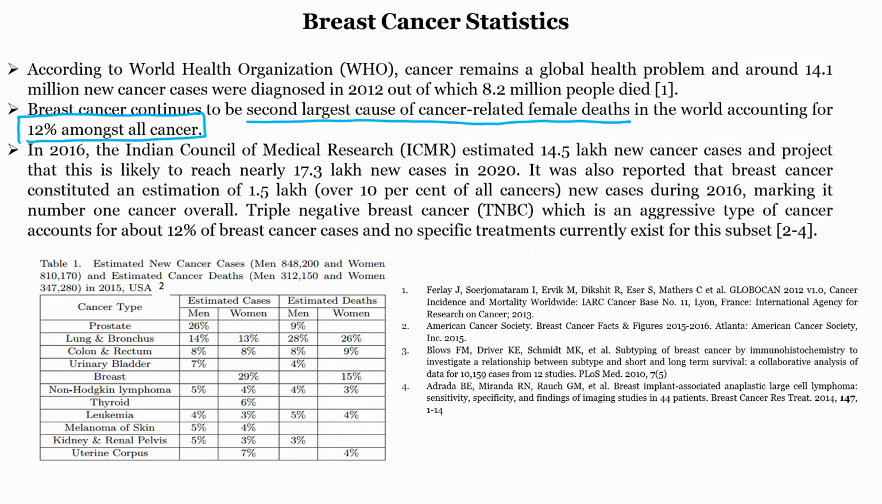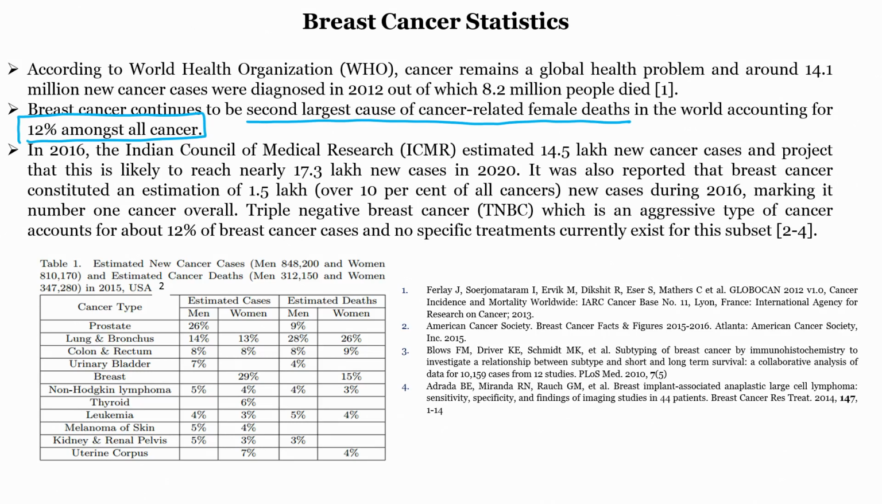If you talk about India, then in 2016 ICMR, which is the Indian Council of Medical Research, estimated that about 14.5 lakh new cancer cases occurred, and projected that this is likely to reach nearly 17.3 lakh by 2020. It was also reported that breast cancer constituted an estimated 1.5 lakh, over 10% of all new cancer cases during 2016, marking it the number 1 cancer overall.